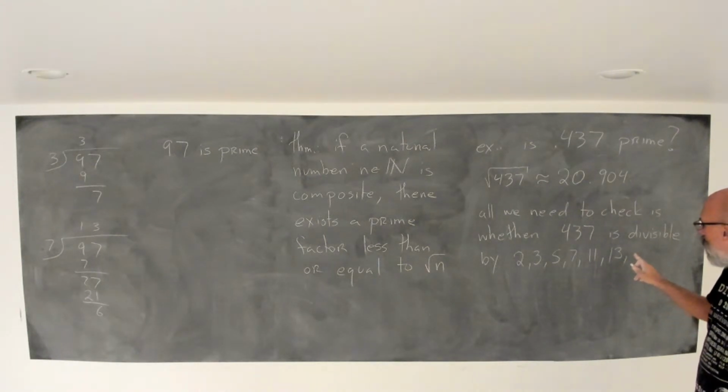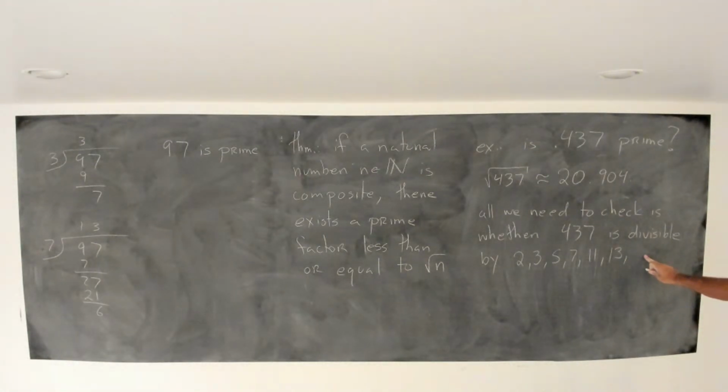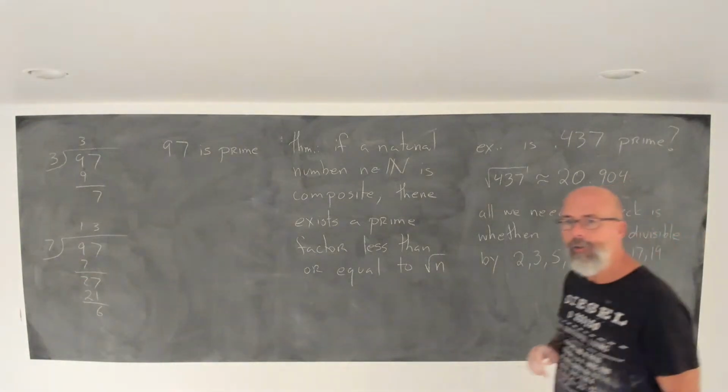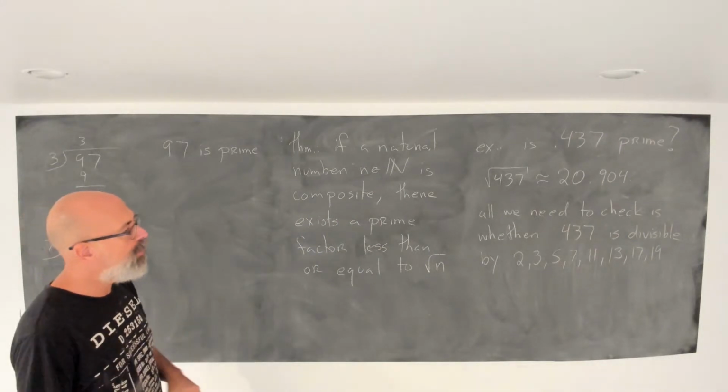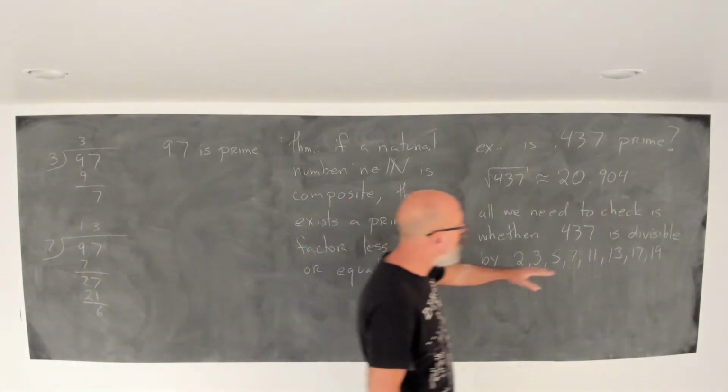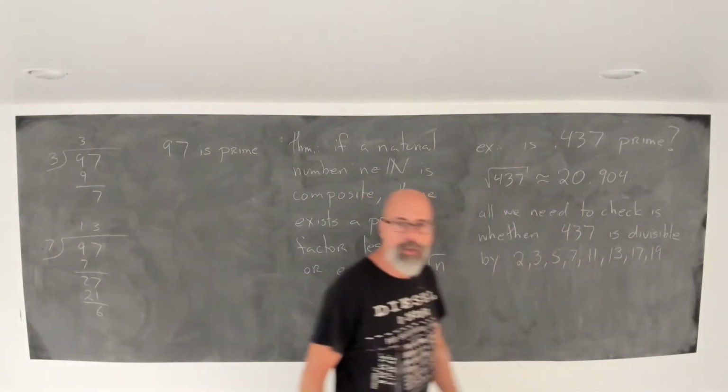After 13, 14 is not prime. 15 is 3 times 5. 16 is 2 times 8. 17 is prime. 18 is 9 times 2. 19 is prime. And 20, of course, is not prime. There it is. So all we need to check is whether 437 is divisible by each of these numbers.